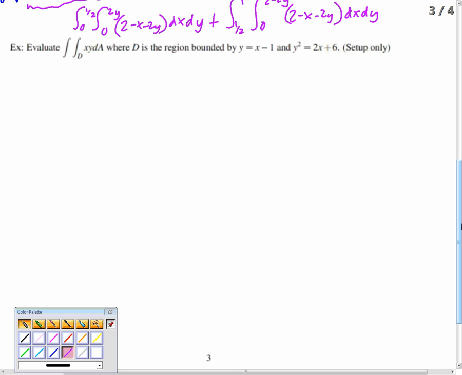Okay, so the first thing I need to do is draw it. I know what this one is. This is a line. Do you know this one off the top of your head? It's a sideways parabola. Can you be more specific?